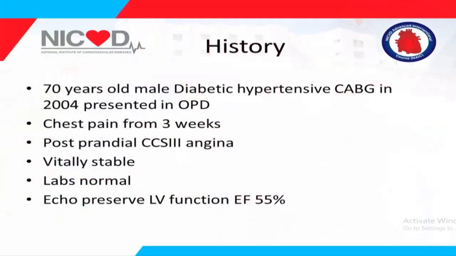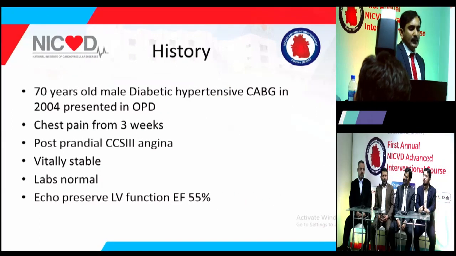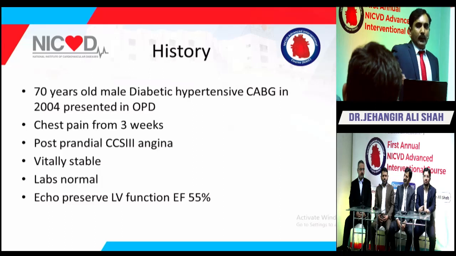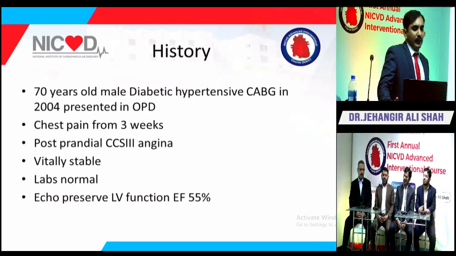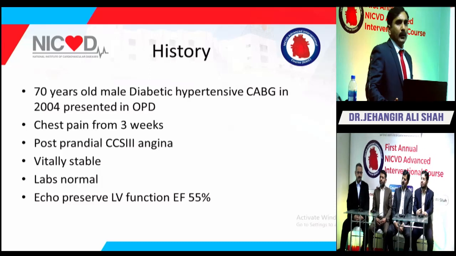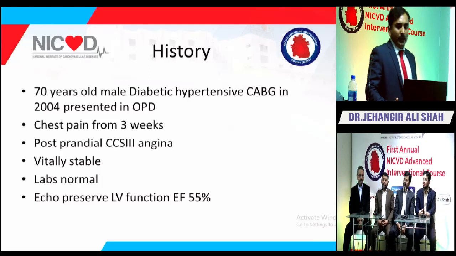So I will start my presentation with the history. My patient is a 70-year-old male, diabetic and hypertensive for the last 20 years. He had a history of CABG 18 years back, and he was doing well for 18 years, but for the last 3 weeks he has been complaining of chest pain. That was CCS 3 angina, mostly seen postprandially. It was diagnosed as unstable angina.